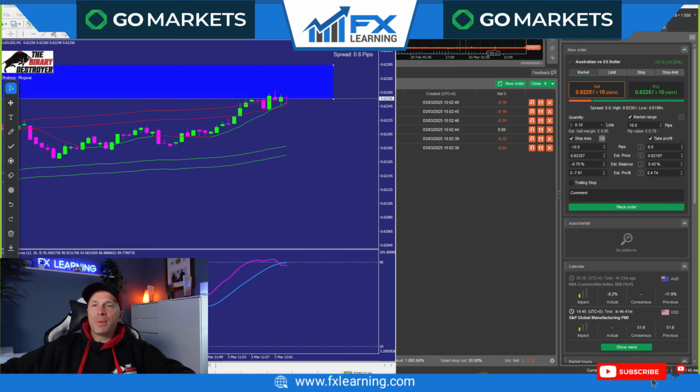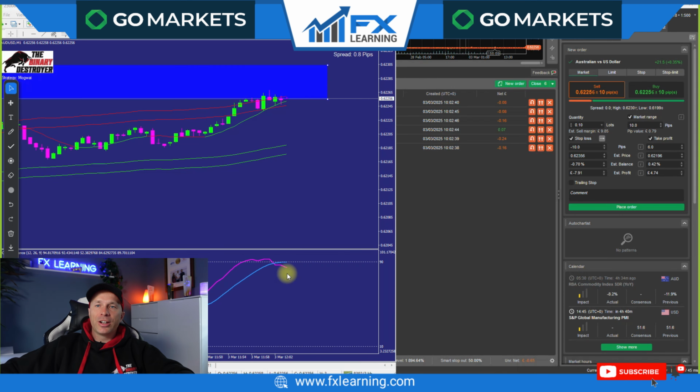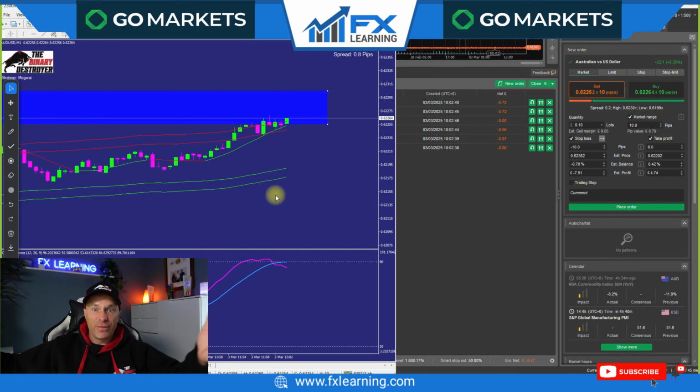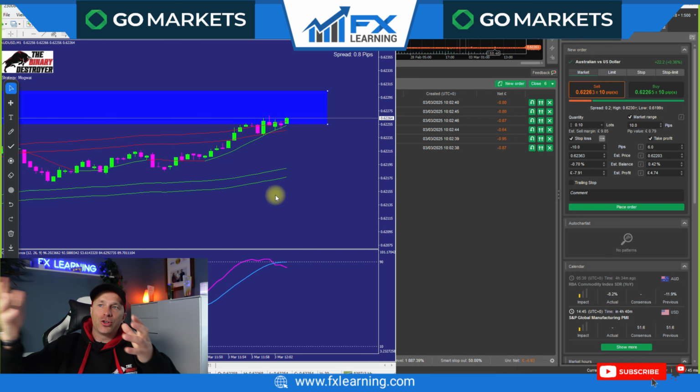So as you can see here, if I go back to this setup, I don't think we're going to get a setup because the MACD has already started to cross over. So this would be invalid. If this trade loses, there's not even a valid setup anyway. But I'm showing you what I would do.